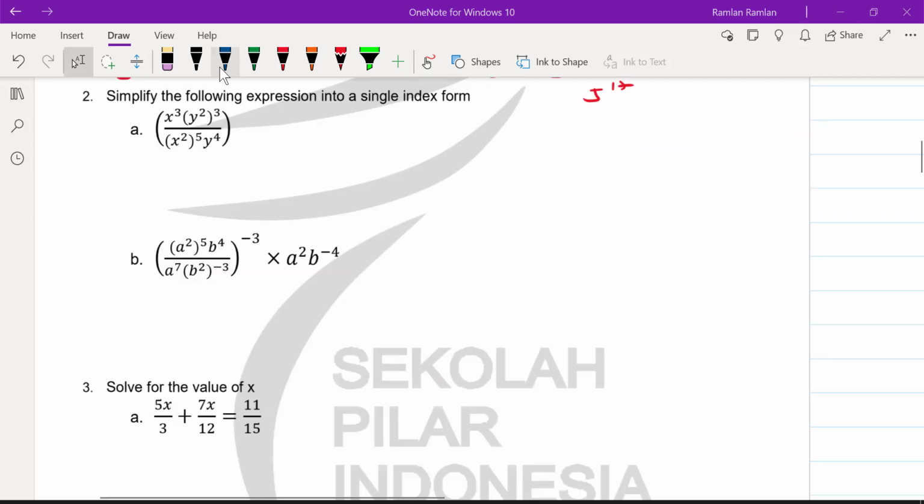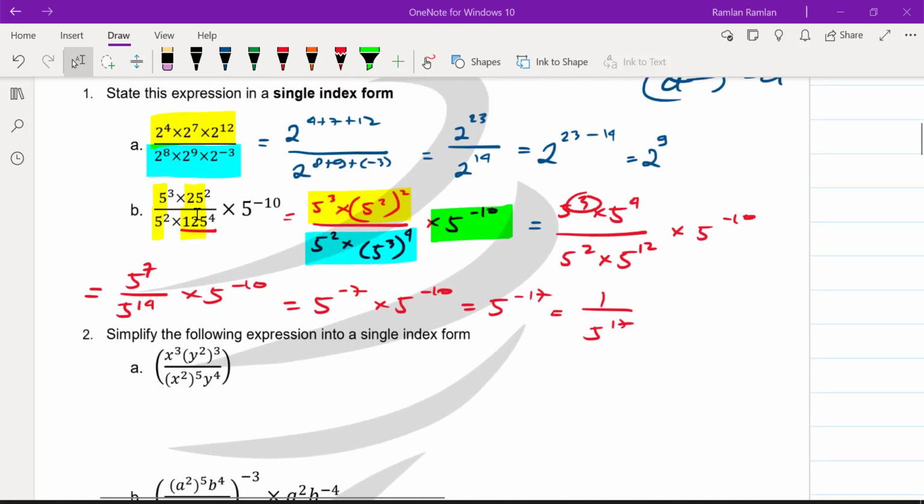Then move on to number 2. Again, guys, if you understand the concept when doing question number 1A and B, actually this is not going to be too hard. But the only difference here is that we have 2 of different base. Okay, previously we only have 1 of the same base, like 2 to the power of something, right? And all of them have the same base, which is 2. And the same thing with question B, in which all of the base are 5, like this one here, right?